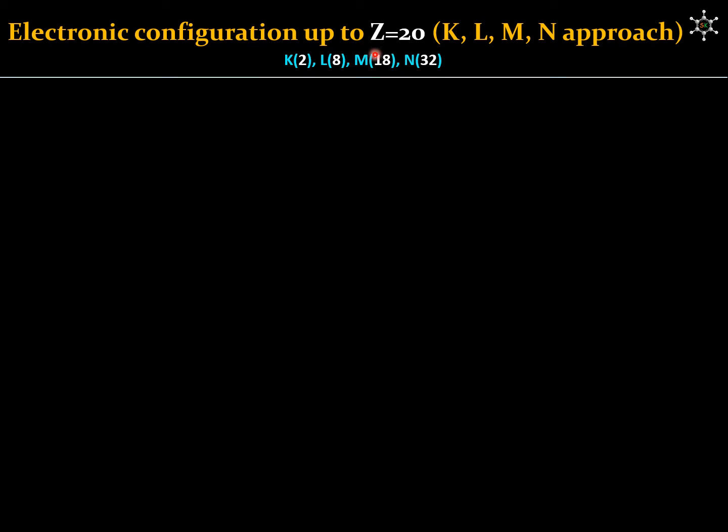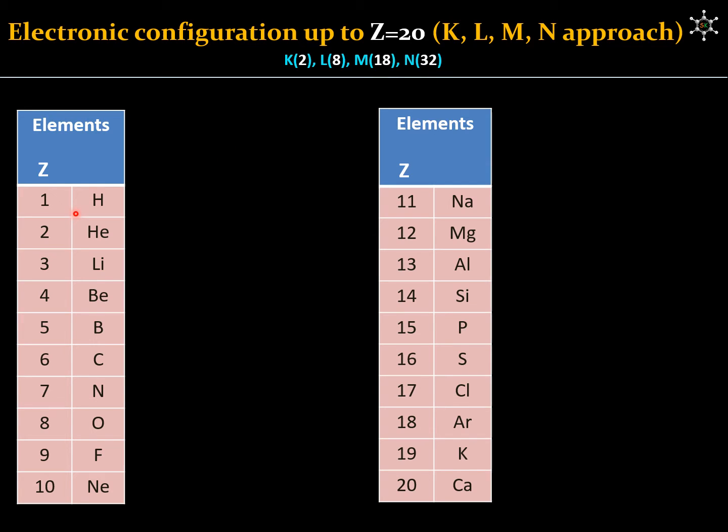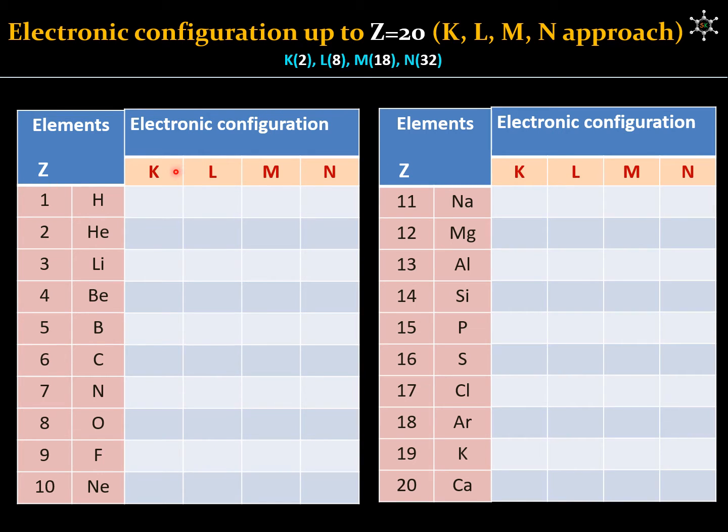Electronic configuration of elements up to atomic number 20 using the KLMN approach. We already know that the KLMN shells can accommodate 2, 8, 18 and 32 electrons. The first 20 elements are listed here, with their Z value, that is, atomic number. When elements are present in the neutral state, the number of electrons in them is equal to the atomic number Z. With this information, if we try to write the electronic configuration, hydrogen has 1 electron and that will go to the first shell K.